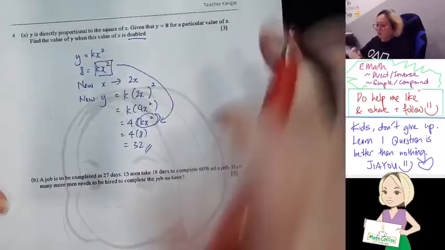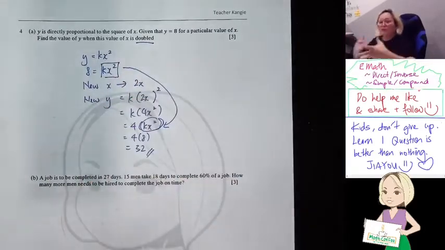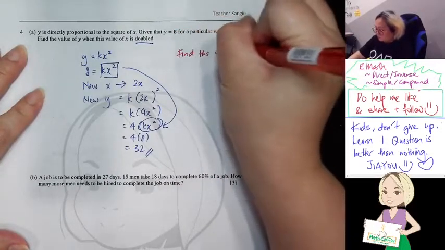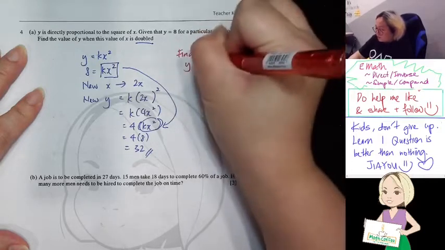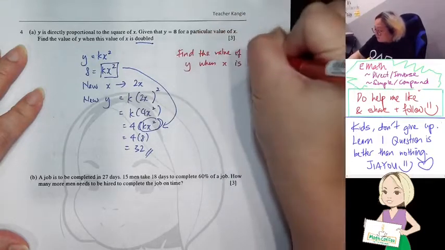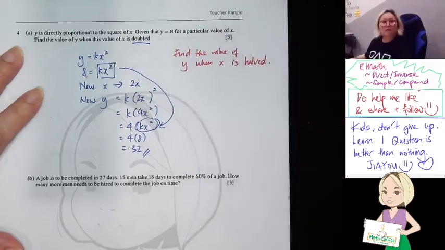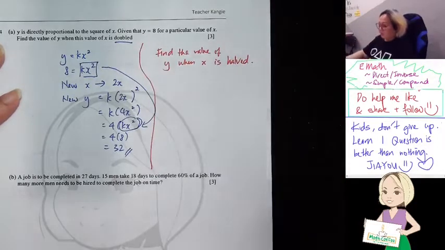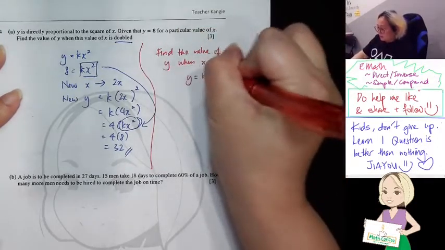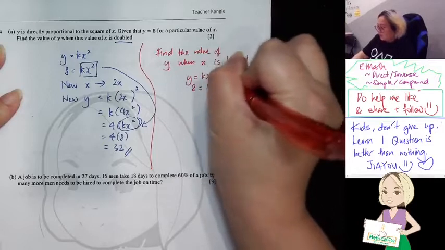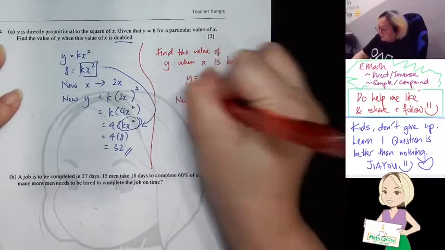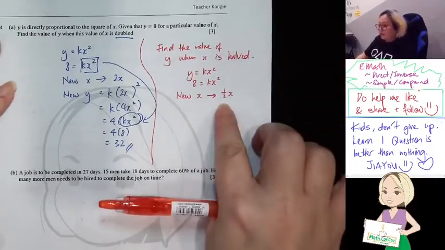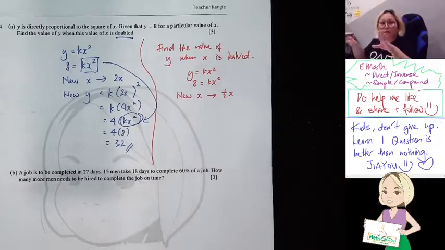So if, let's say, this is the same question, I'm going to change it a bit. So now I ask, find the value of y when x is halved. Okay, separate. So same thing. My y is equal to kx squared, correct? My 8 is still equal to kx squared. Now my new x is half x, because it's being halved.